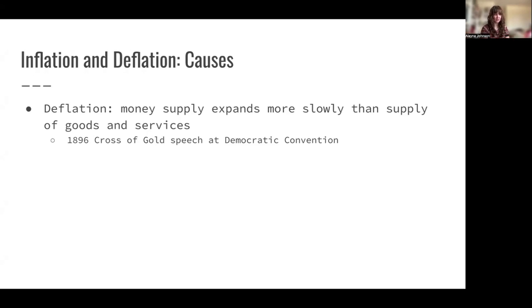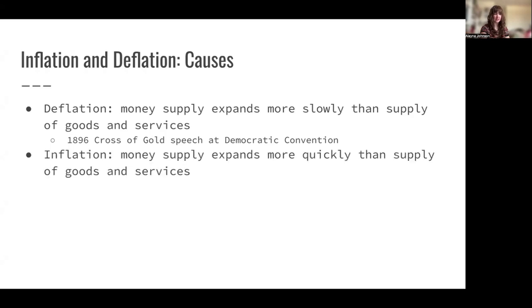Now, inflation, on the other hand, happens when the money supply expands more quickly than the supply of goods and services, also known as the demand for money. So again, if you picture a supply and demand curve, imagine supply increasing, but demand stays the same, and the price goes down. In this case, the value of the money goes down. This is really common with fiat currencies, which again, we'll talk more about what that is and what that means.